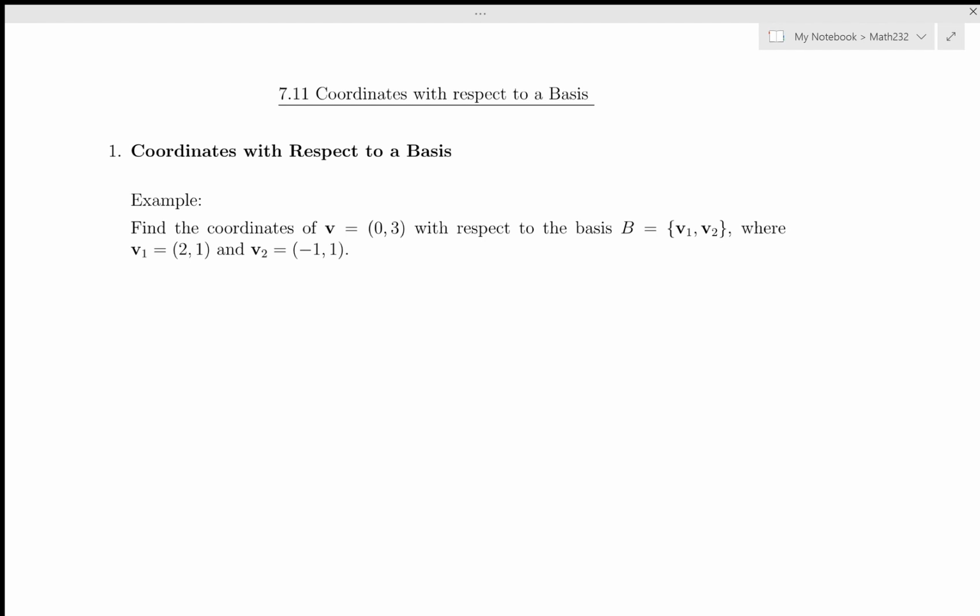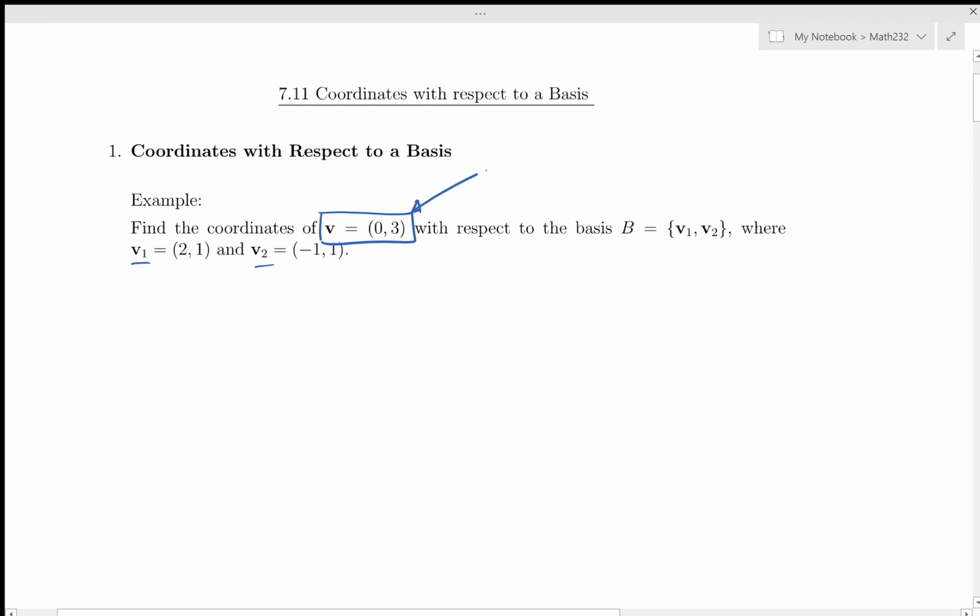So we have a vector here. Here it is, 0, 3. We want to find the coordinates of that vector with respect to these two vectors, v1 and v2. Okay, so what we really have right now is that v, this guy here, is sort of implied when we have these two coordinates here for v.